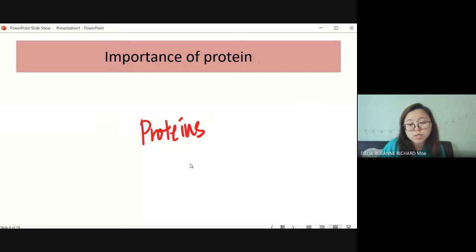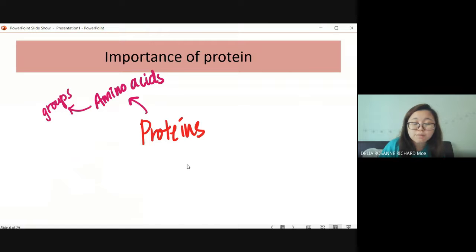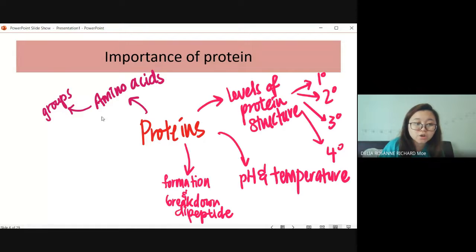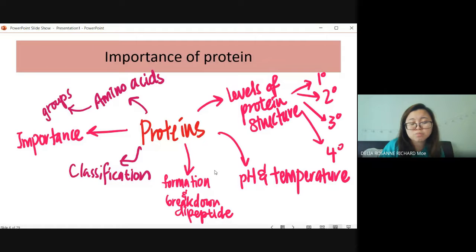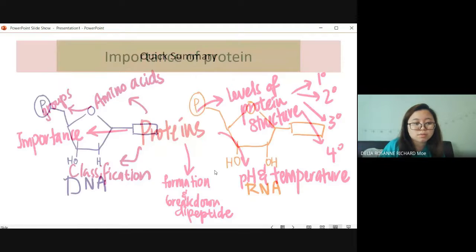And then we talk about proteins. Proteins are made up of amino acids. There are groups of amino acids. There are different levels of protein structure. They can be affected by pH and temperature. You learn about the formation and breakdown of dipeptide and also about classification. And you learn about the importance of proteins, because protein is important.